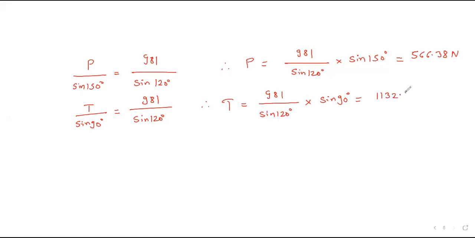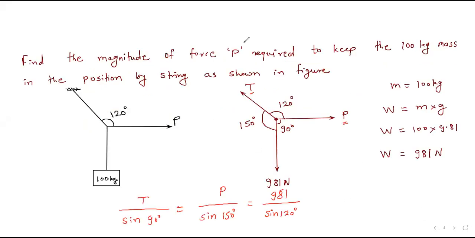1132.76. Okay, 1132.76 Newton. So this is the value of T. So now we have solved for P also and for T also. So this is the pull in the string. So this string will have this force.